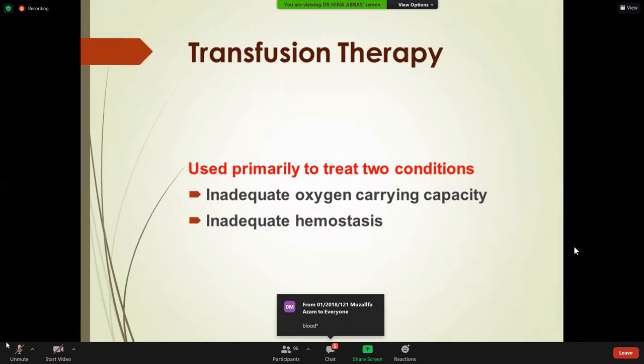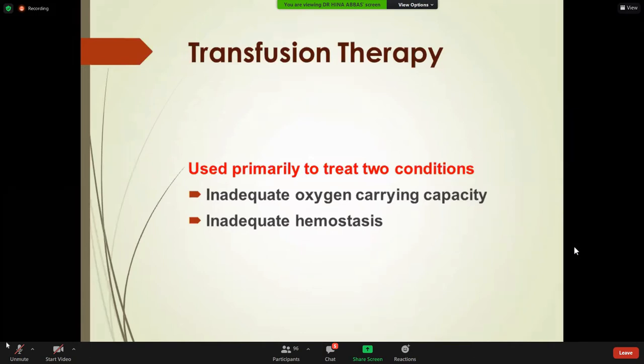So what is hemostasis? Maintenance of blood in its normal fluid state within the blood vessels. This is hemostasis. So coagulation is part of hemostasis but hemostasis cannot be defined as coagulation. Okay, so there are two conditions: inadequate oxygen carrying capacity, for which we use transfusion therapy, and inadequate hemostasis. And what are the things that are involved in hemostasis?